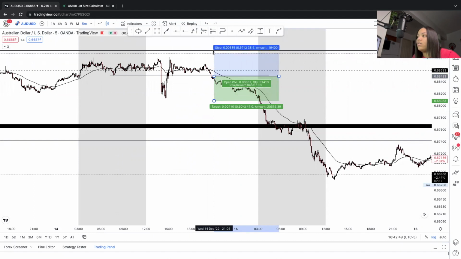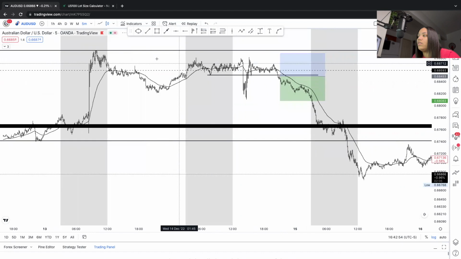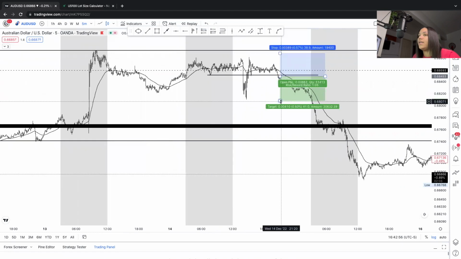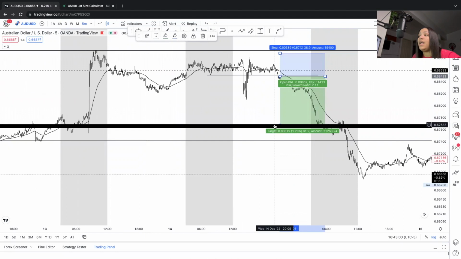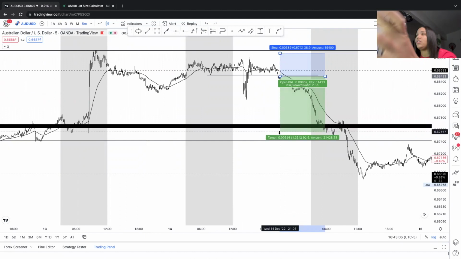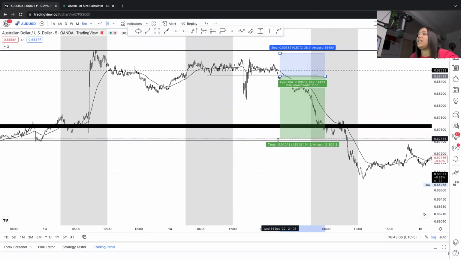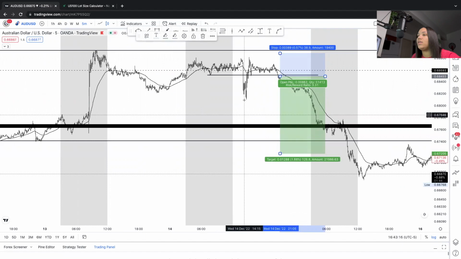My stops are really good. My stops are somewhere around this area. Boom. And then my take profit was down here, at 67200. It was around this area right here.